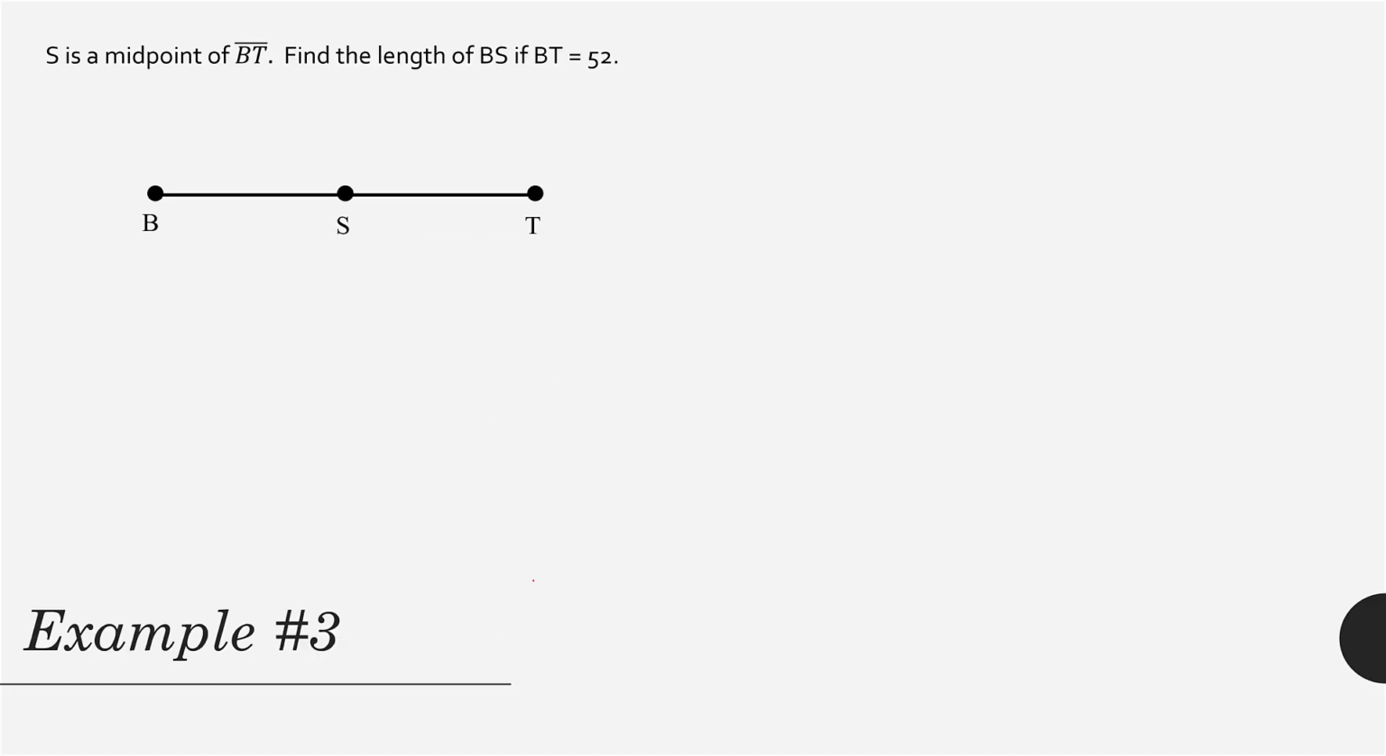So here we have S is a midpoint of BT. Stop right there. S is a midpoint. That means this side is the same as this side. So I'm going to mark those congruent. Find the length of BS if BT equals 52. So BT is 52. And it wants us to find the length of BS.